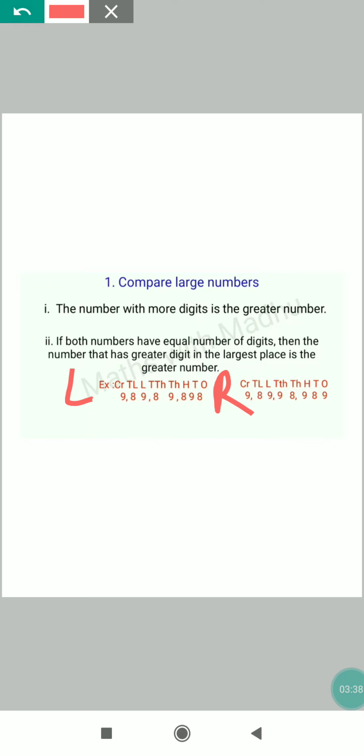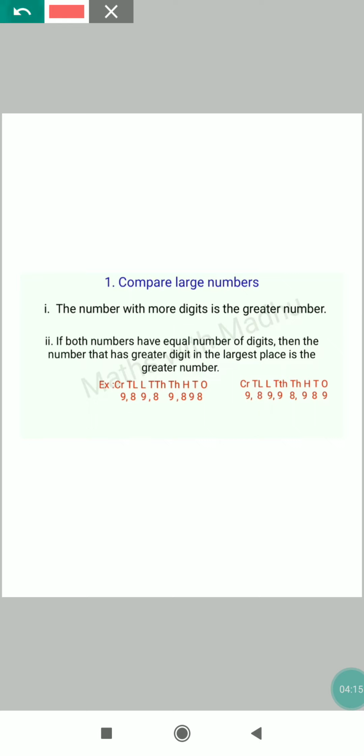So when we read the number, students, we will read it like this: 9 crore 89 lakh 89,898. This is the way we read out the number. When we have to compare the numbers, we will also start the comparison from the left side, from the first digit. Which is the first digit over here? Just see the first digit. 9 is the first digit, and here also 9 is the first digit.